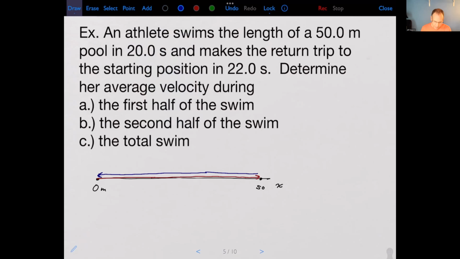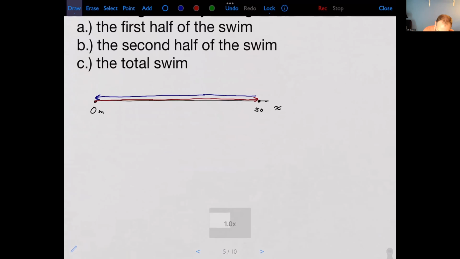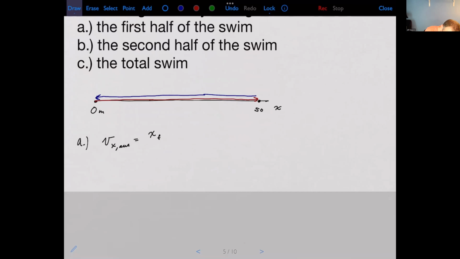Okay, so we want to calculate the average velocity over the first half of the swim, the second half of the swim, and then the total swim. So let me start with A, right? The first half of the swim. So first of all, remember the definition of average velocity. So Vx av is equal to the final position, I'll write it as xf, x minus x initial over tf minus t initial, which I can write as delta x over delta t.